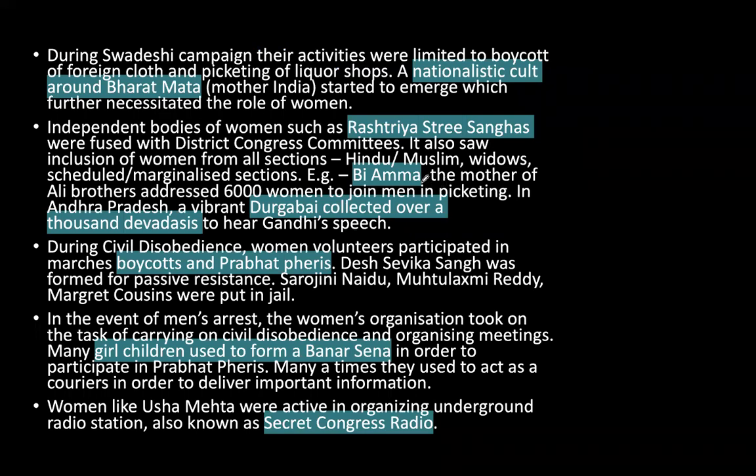They are organizing, for example, we have B. Amma, the mother of Ali brothers. So they were associated with the non-cooperation movement. They took in Gandhiji, the Khilafat movement, they took in Gandhiji over there. Okay. Then we have Durga Bai, who collected over 1,000 Devdasis. We have examples of Sarojini Naidu. We have women like Usha Mehta, who played an important role in organizing underground radio stations.